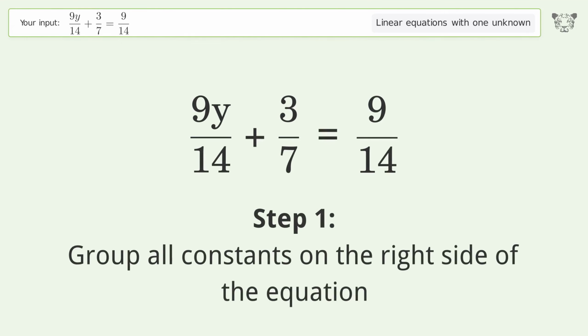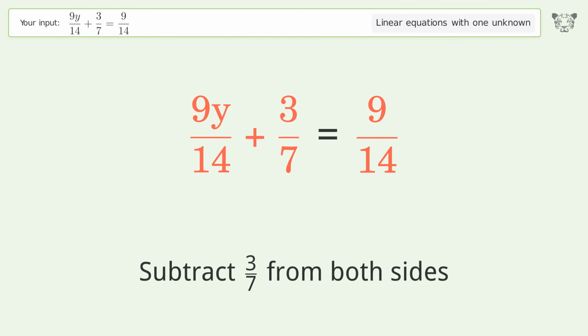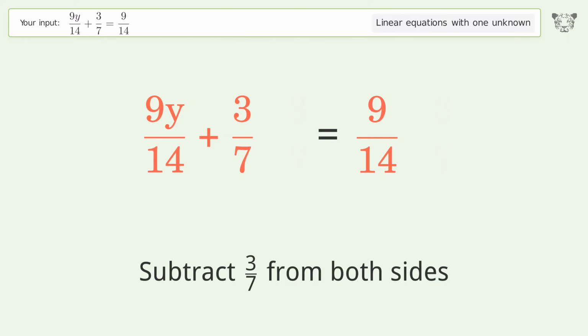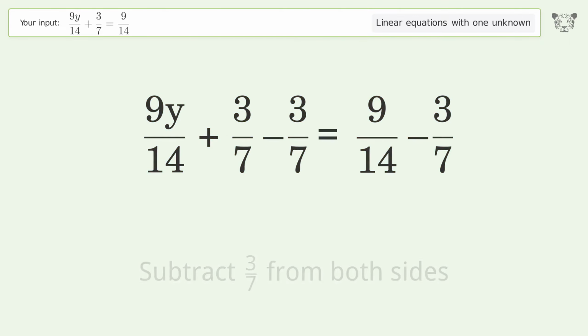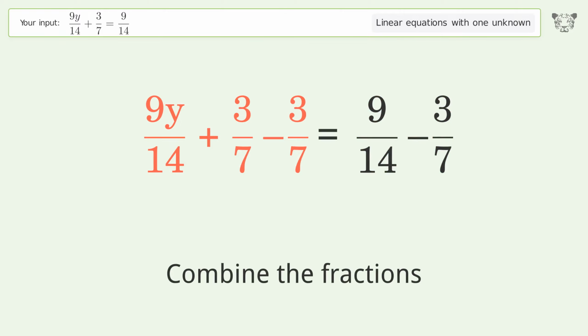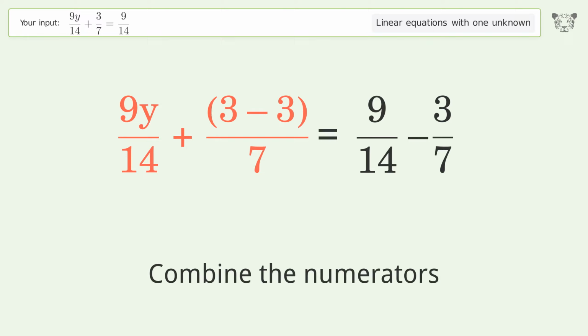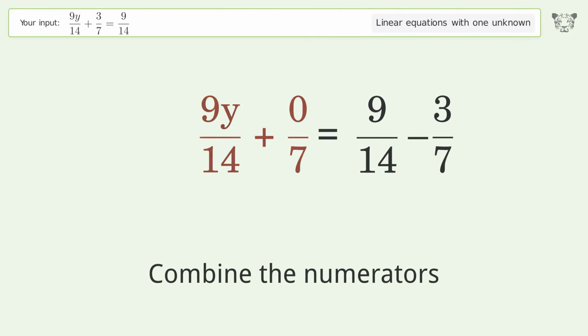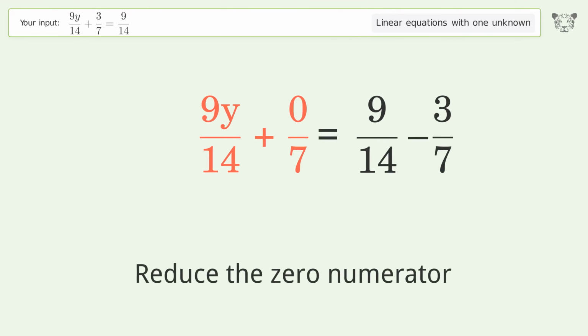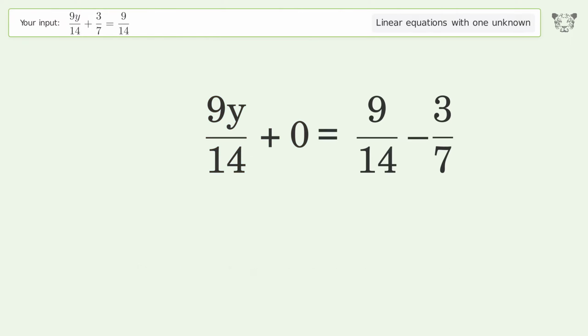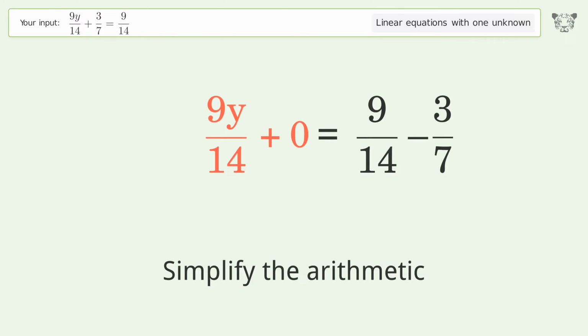Group all constants on the right side of the equation. Subtract 3 over 7 from both sides. Combine the fractions. Combine the numerators. Reduce the zero numerator. Simplify the arithmetic.